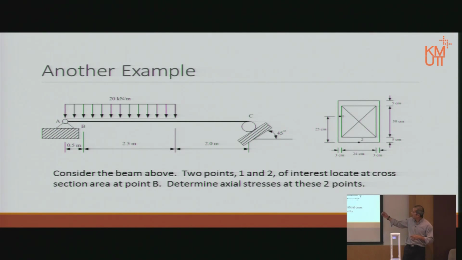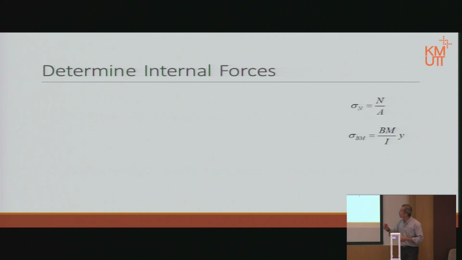Now we want to know what is the axial stress at point 1 and at point 2. Where are point 1 and point 2? Point 1 and point 2 are at point B here, which means 0.5 meter from the pin support. Again, before we start, let's have in mind what we are calculating.